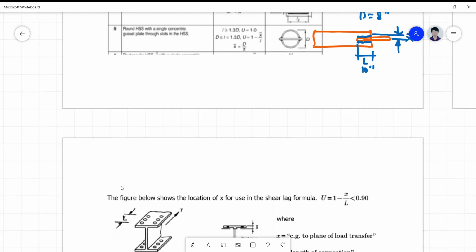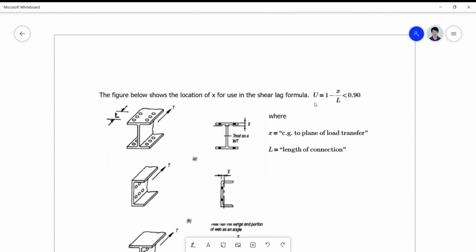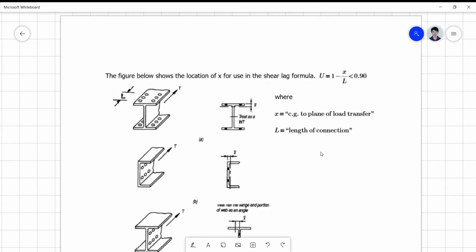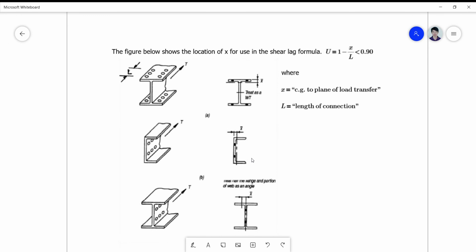Okay, so ito yung pinaka formula natin, no? And in this case, kasama na yung channel, no? Napansin nyo, no? It doesn't exempt any shape if you use this formula. The only difference is that for this formula, you have a limit of 0.9 as your value for this is the largest value you can get when you use this formula.